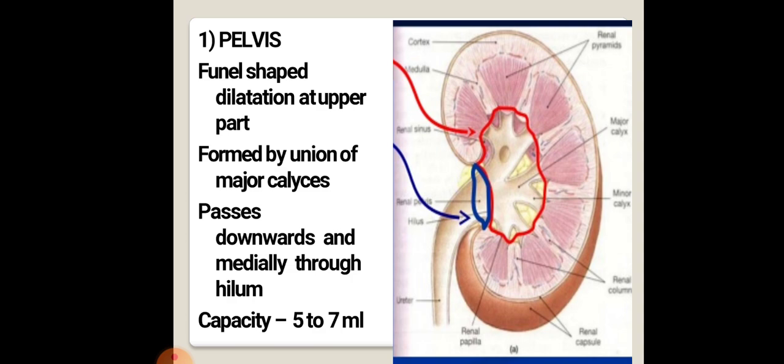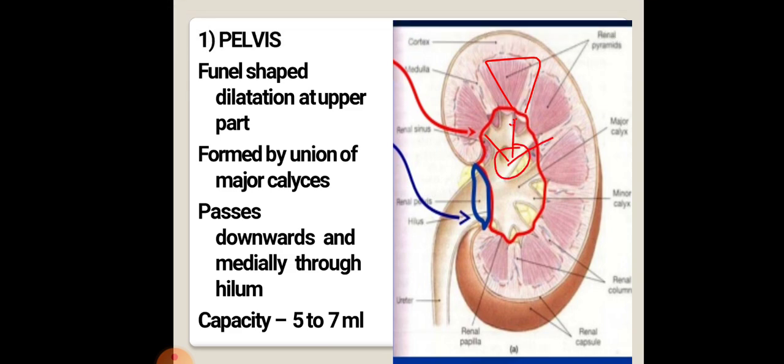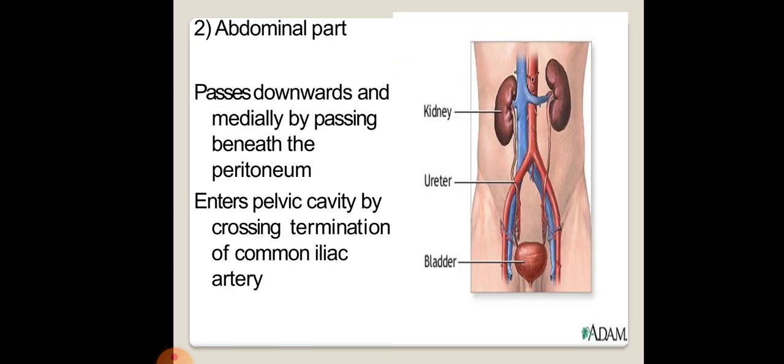So what is a major calyx? It is formed by the minor calyxes. This is your renal pyramid. It opens into the minor calyx. This is the minor calyx, and then 3 to 4 minor calyxes join to form a major calyx. Major calyxes unite to form the renal pelvis. Then it passes downwards and medially through the hilum, and the capacity of the renal pelvis is 5 to 7 ml.